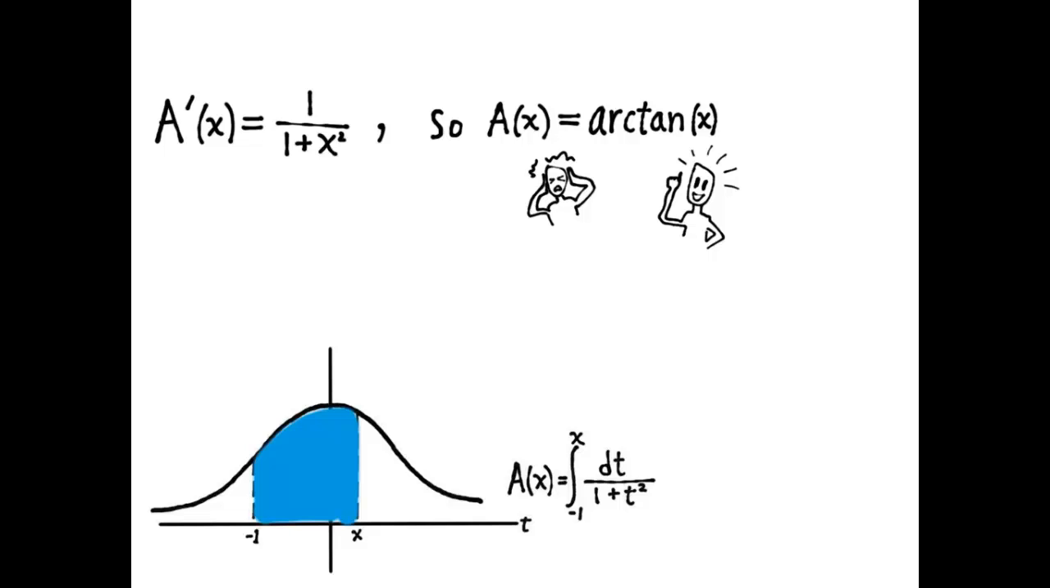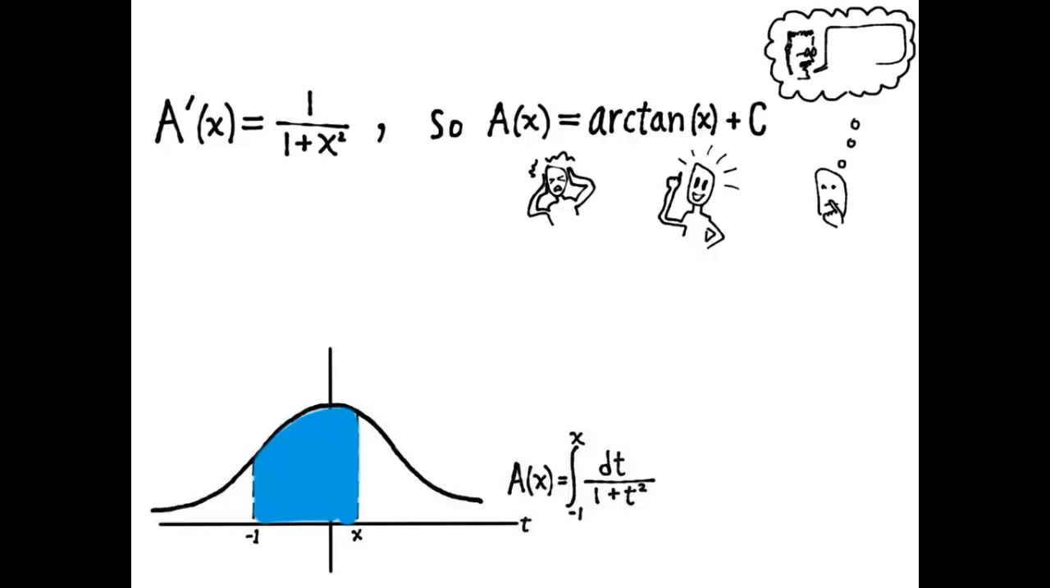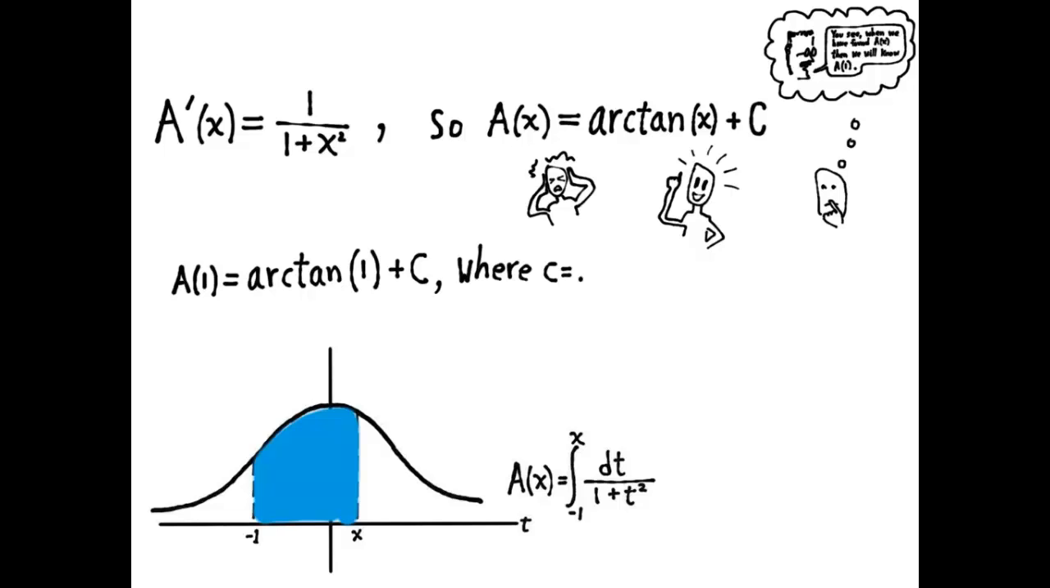So now we have found the identity of A of x, right? A of x equals the arctangent of x. Uh-oh, but wait a minute. There's a plus c. Now, the whole reason we were trying to find A of x, remember, was so that we could find A of 1, because A of 1 was the answer to the original question. If A of 1 is arctangent of 1 plus c, where c is something that could be any number, we haven't gotten anywhere. We're back where we started. We have no idea at all what the value of A of 1 is.